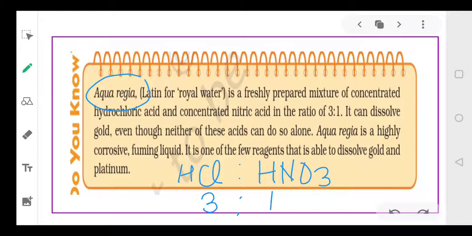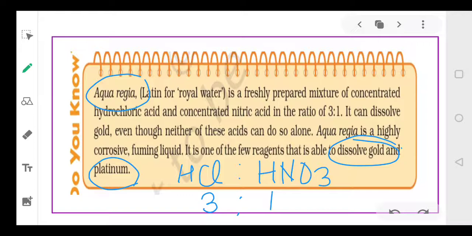Now dear students, this mixture is very corrosive and it can dissolve gold and platinum. This mixture of HCl and HNO3, which we are calling aqua regia, royal water, it can dissolve gold and platinum. No acid alone can dissolve gold and platinum, but this mixture can, and that is why this mixture is used by your goldsmiths to provide a shiny appearance to the ornaments.